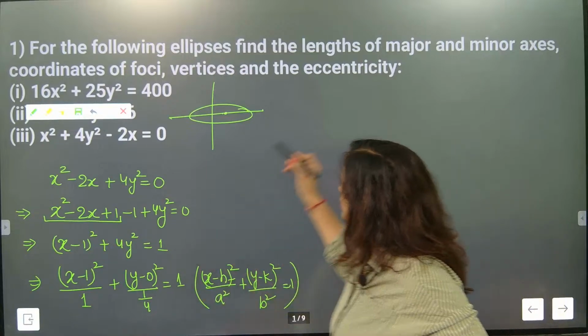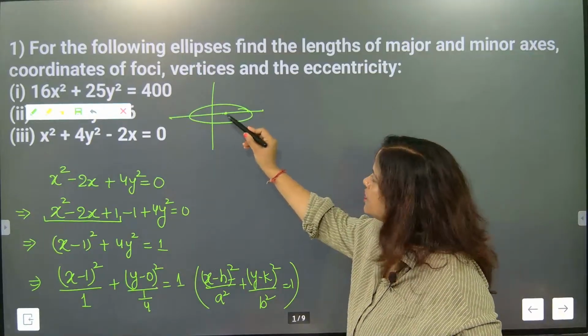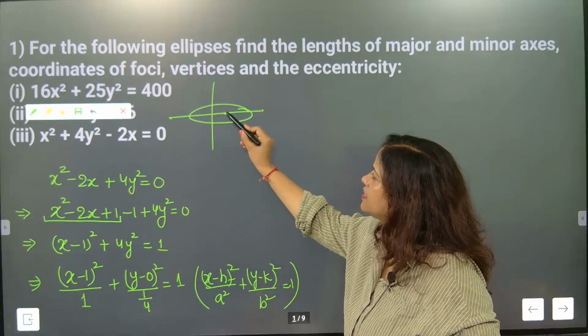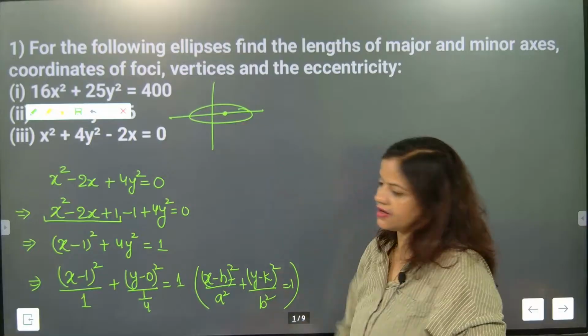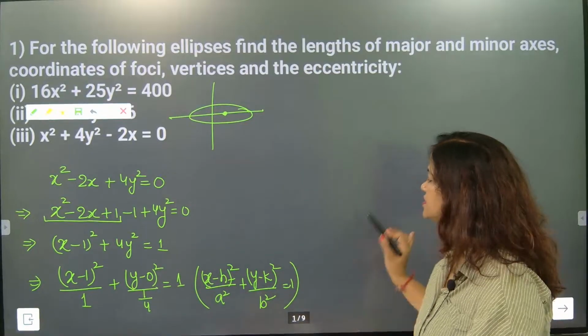So now we will write this equation as what? The center is shifted. Usually the center is here, but now this ellipse's center is here. X is 1 and Y is 0. Okay? So this section is done.